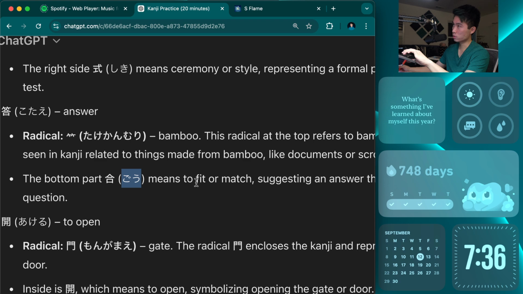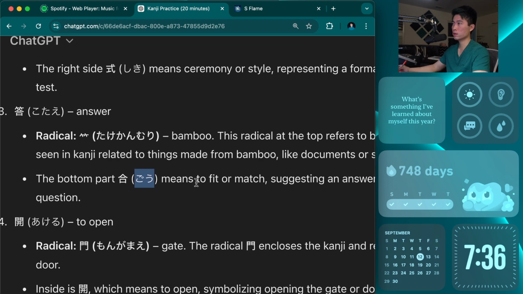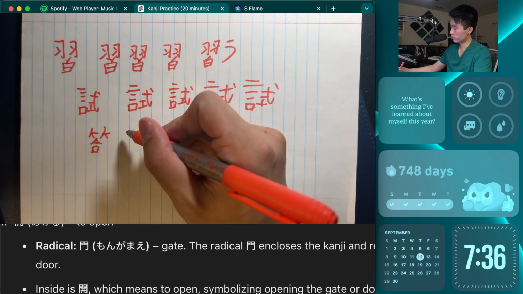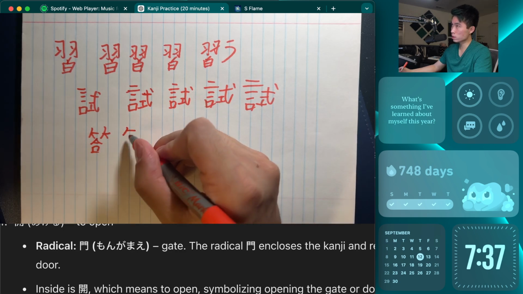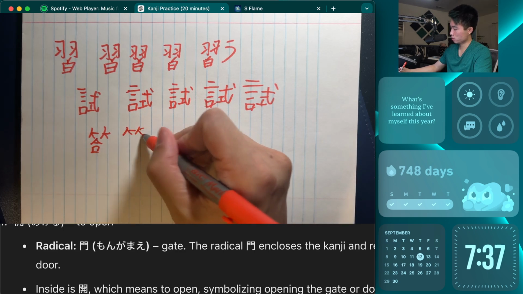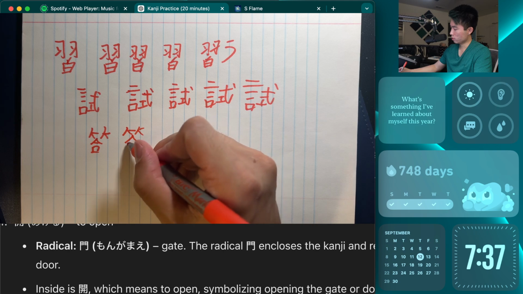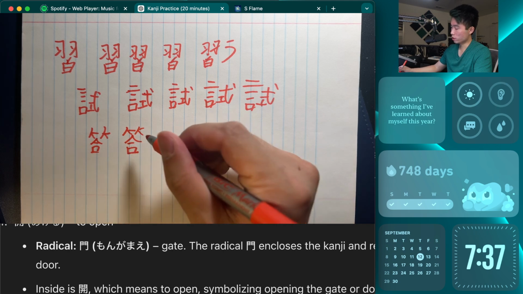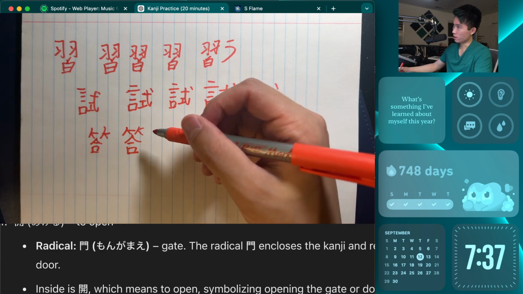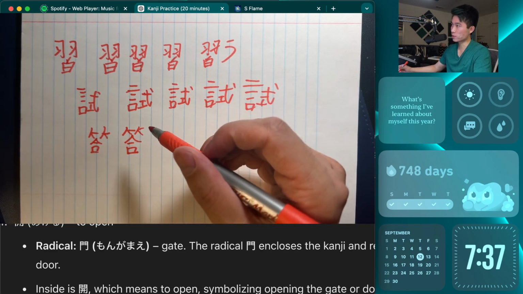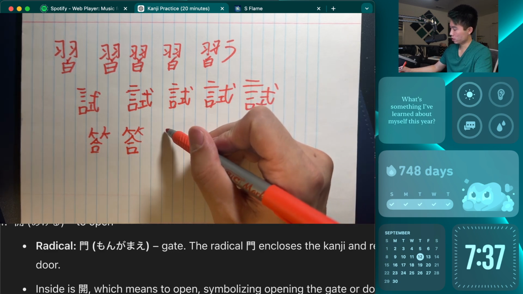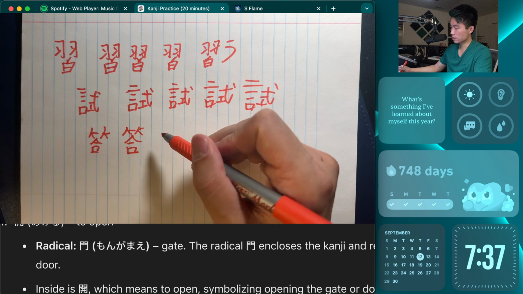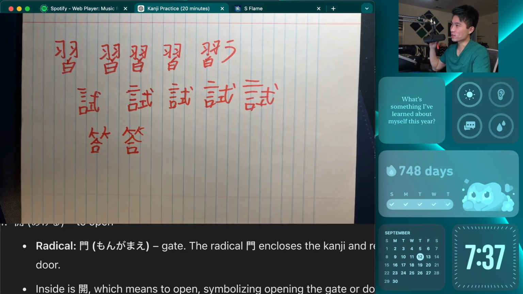Suggesting an answer to fit the question. So it's like the bamboo, these things right here, and then an answer or to fit or match. You know, I really don't know how that relates to answer. To match, I guess, but you can have a wrong answer. But okay.